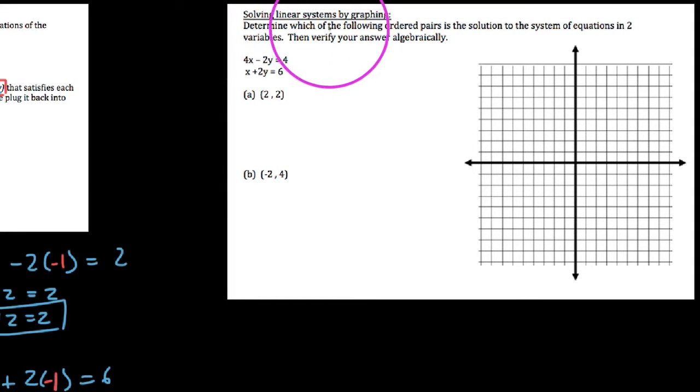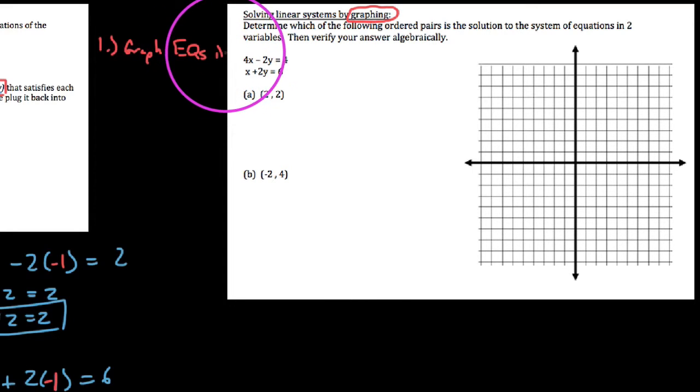So we have a method for solving a system of linear equations, and that first method is very basic and primary. We refer to it as the graphing method. Determine which of the following ordered pairs is the solution to the system of two equations in two variables, and then verify our answer algebraically. Instead of checking these individually, I want to know which one is the solution by graphing. So step one is just to graph the equations in the system.